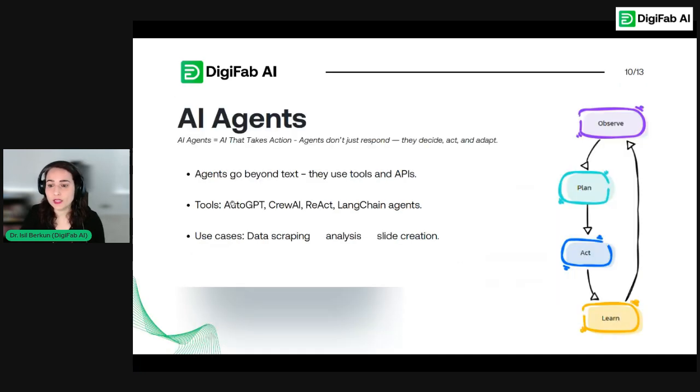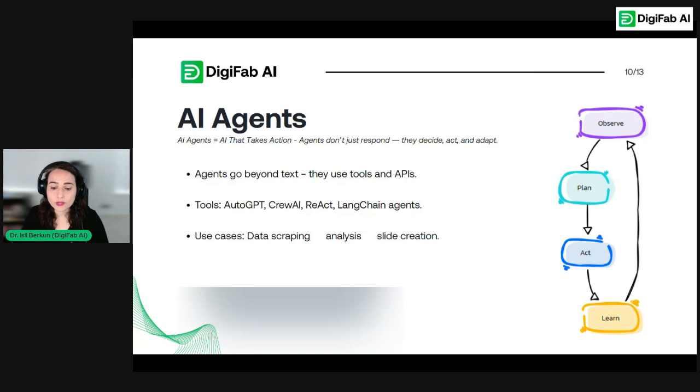Next term that I want to decode is agents, right? AI agents are nothing but, we can think of AI that takes action, right? Agents don't just respond by themselves, they decide, they act, and they adapt. So they follow goals. That's the key point. So what they do is they don't just answer the question, they observe the context, decide the next best step. And how does it do it? It does it by APIs or tools, observing the result, and then repeating the process, right?